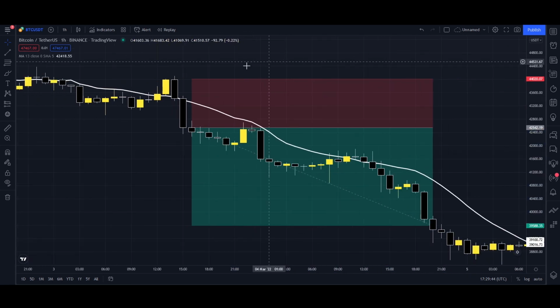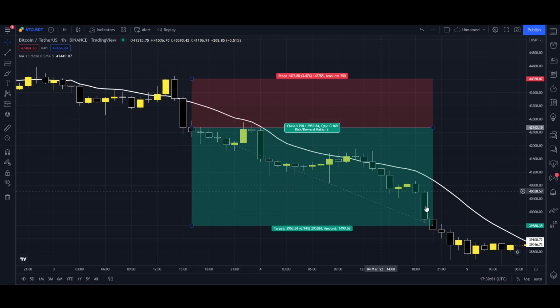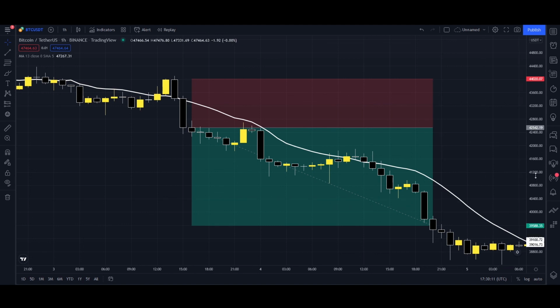Now guys, look. Then again, we hunt the perfect pullback and then ride with the trend. Guys, that was literally everything you had to know. It is super easy, and this trick can be used as trading strategy by itself.